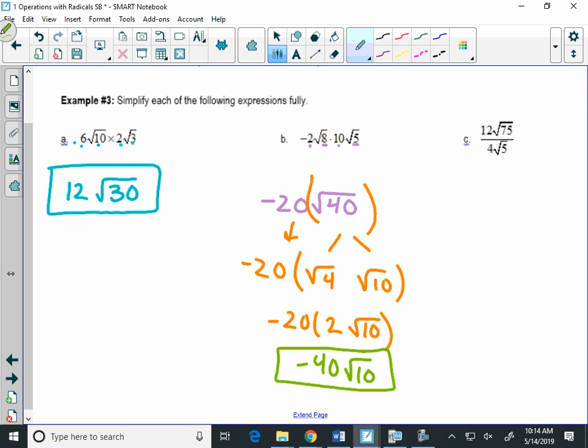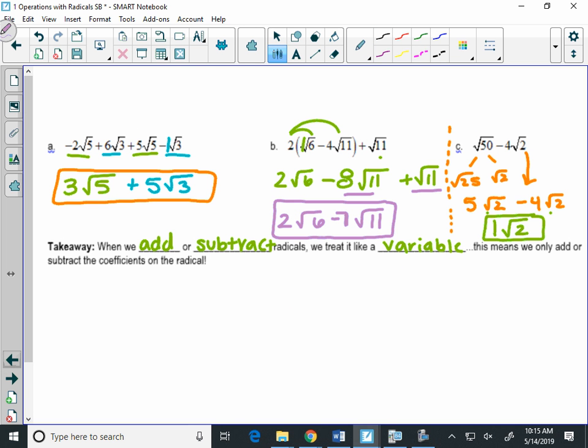If we take a look at C, I know when you're looking at this, you might be thinking, oh, I can simplify radical 75. Do not simplify anything till the very end. Do everything that you can to your radicals, and then at the end, if you can simplify, simplify. Or like this example, there's nothing we can do. If there's nothing you can do, then simplify and finish the problem.